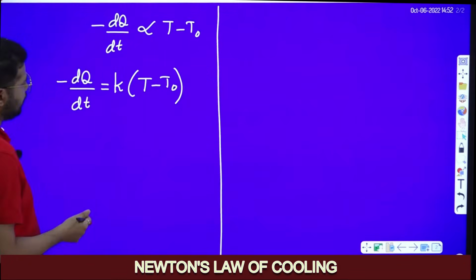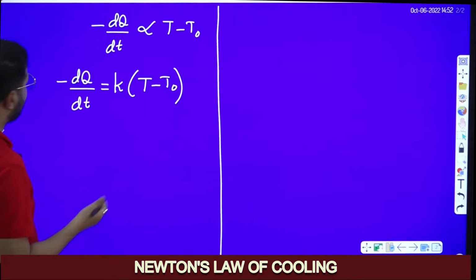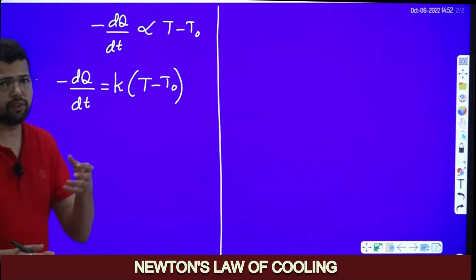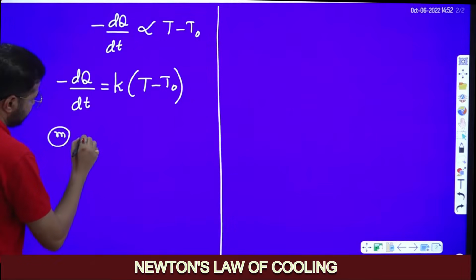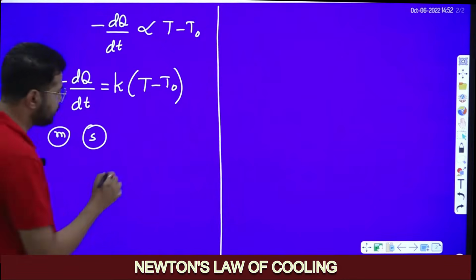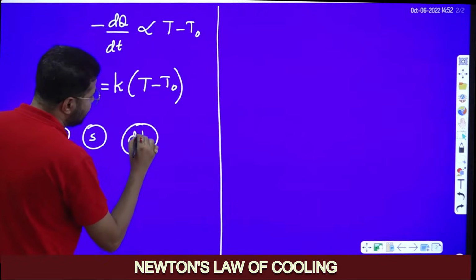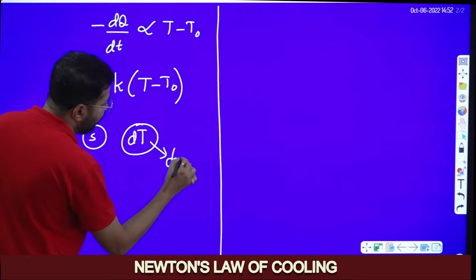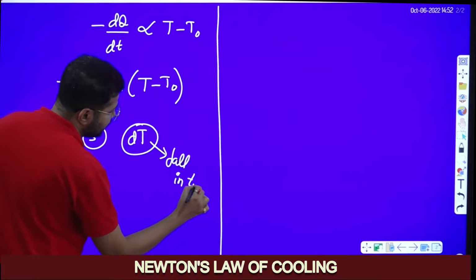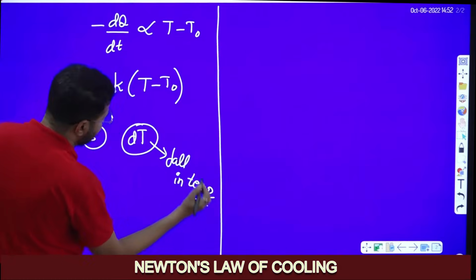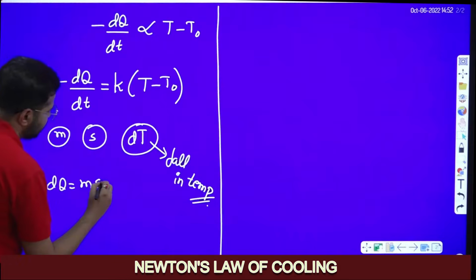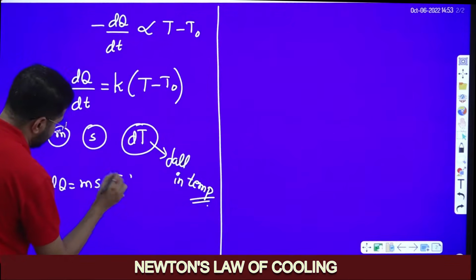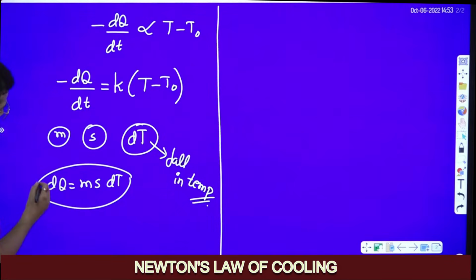Now, we will do some little rearrangement here, and before that we will substitute what dq is. dq is the loss of heat. Let us suppose that the mass of the body is m, the specific heat of the body is S, and dT is the fall in temperature. Then dq will be equal to mass into specific heat into the fall in temperature. We will substitute the value of dq in this equation.